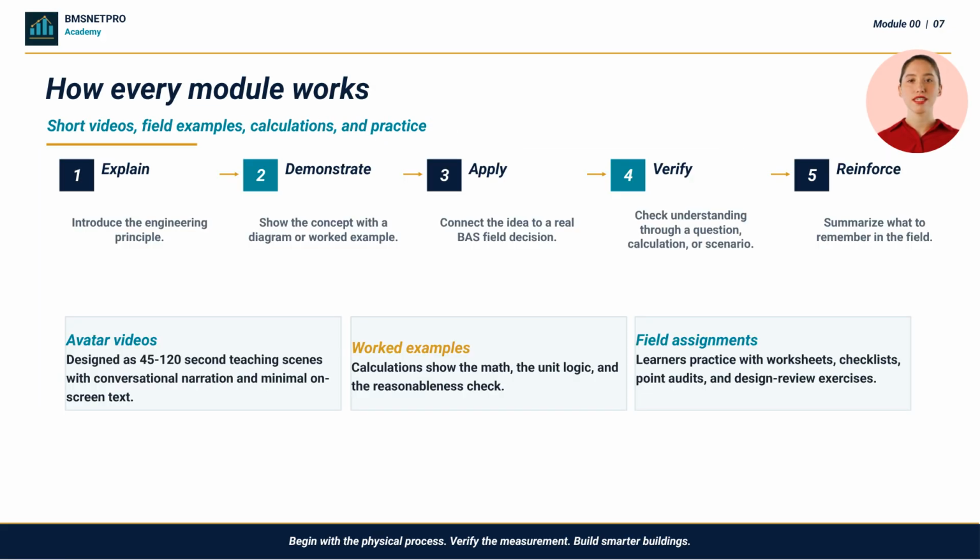Each module follows a consistent instructional method. First, we explain the concept, then we demonstrate it with a diagram or worked example. Next, we apply it to a BAS field decision. After that, we verify understanding with a knowledge check, calculation, or scenario. Finally, we reinforce the field takeaway. The videos are designed for avatar instruction with concise on-screen text and more complete explanation in narration. Every calculation should also include a units check and a reasonableness check, because the purpose is judgment, not just arithmetic.